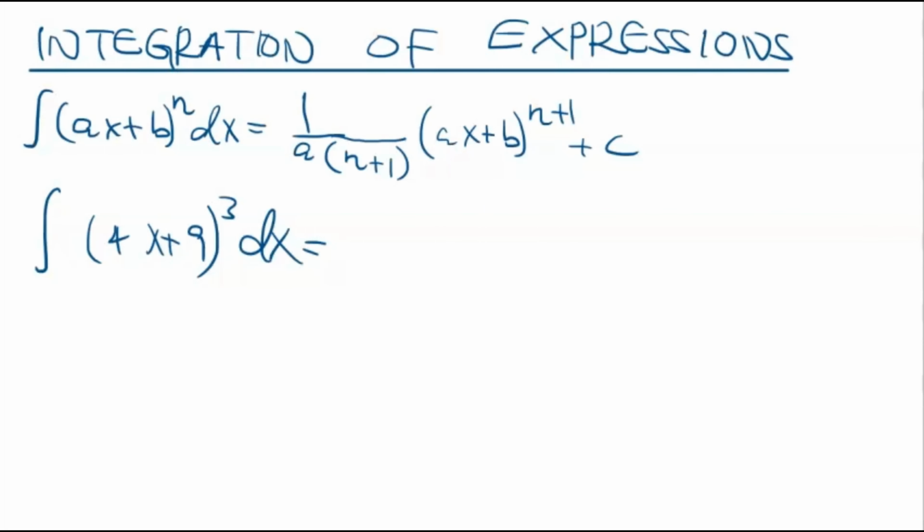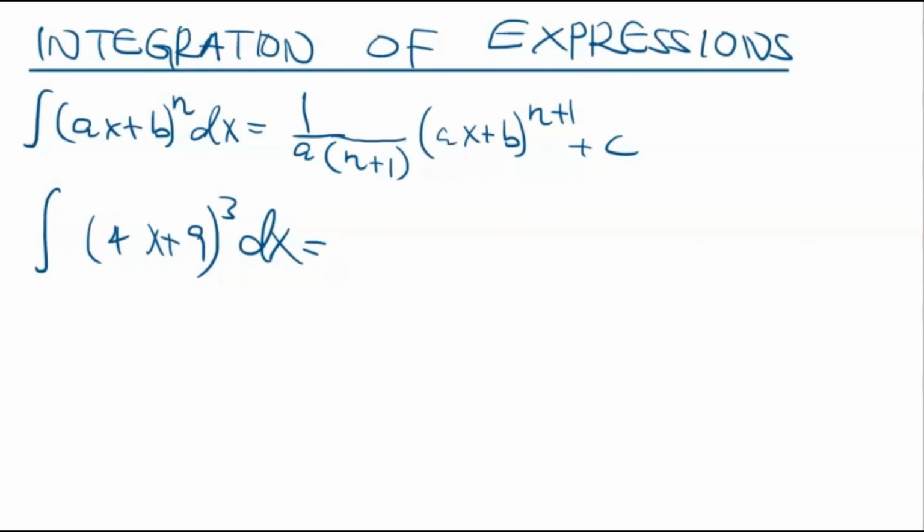Integration of expressions. When an expression is in this format, you use this formula. The a is the coefficient of the x, and the n plus 1. If the n value is minus 1, then we use something else. We use the natural log.